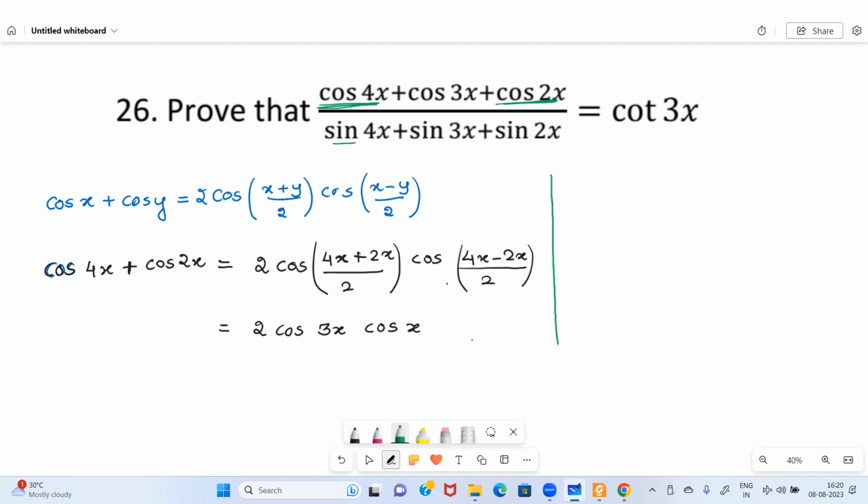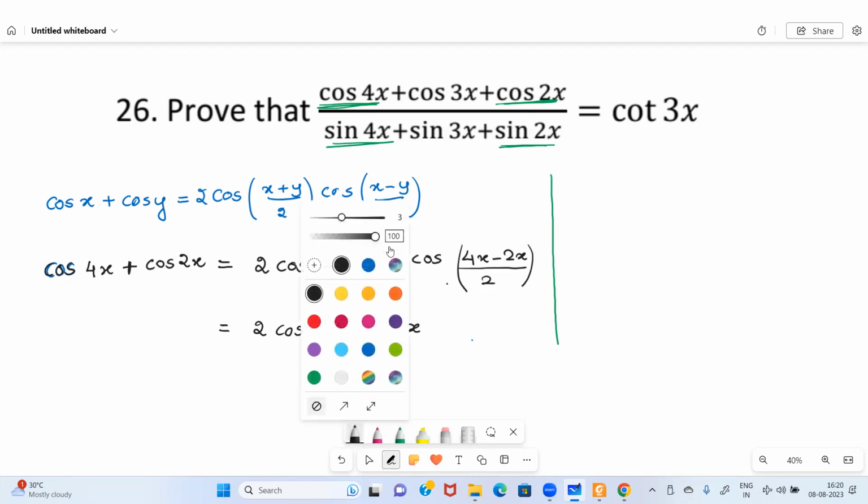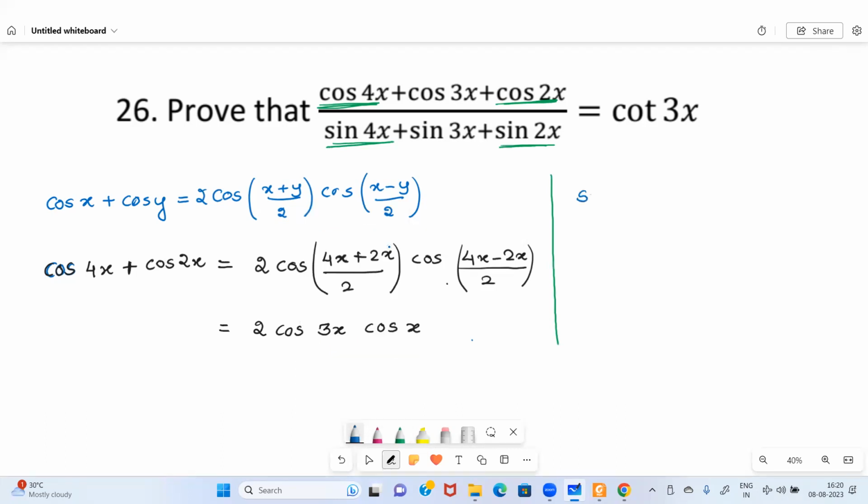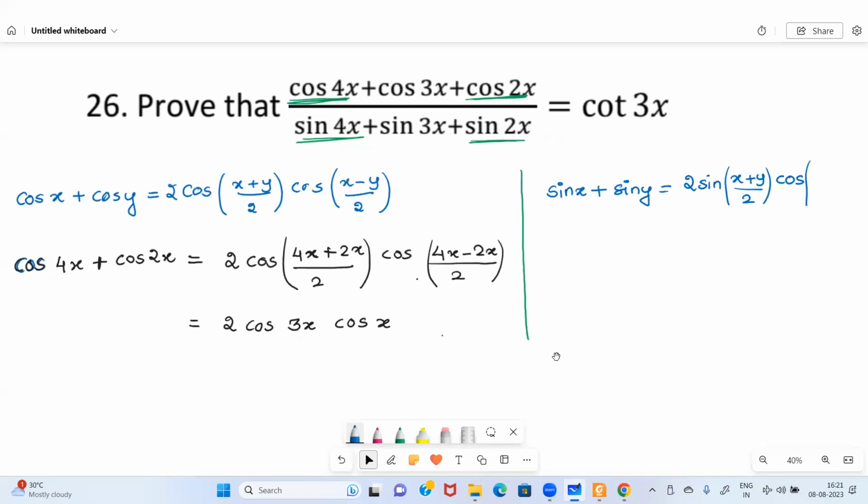Similarly, let's do it in the denominator, students. What is sin 4x plus sin 2x? First, we'll write the formula for sin x plus sin y. What is sin x plus sin y, students? 2 sin (x plus y) by 2 into cos (x minus y) by 2, correct?